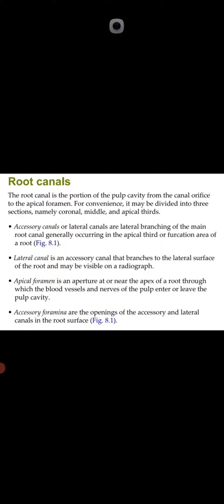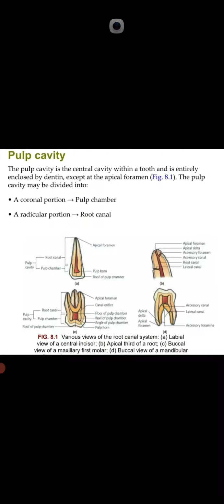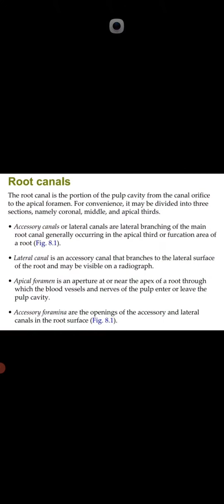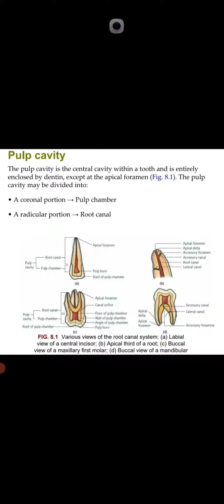The apical foramen is an aperture at or near the apex of the root through which blood vessels and nerves of the pulp enter or leave the pulp cavity, and veins and lymphatics leave the cavity, and blood vessels and nerves enter. Next is the accessory foramen. The lateral canal opening or accessory canal opening is known as the accessory foramen, and the main canal opening is called the apical foramen.